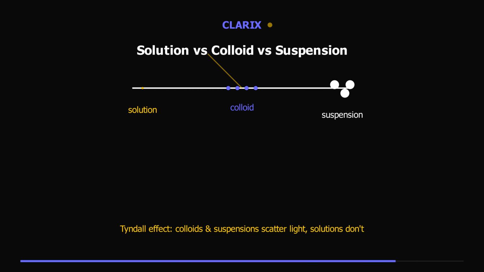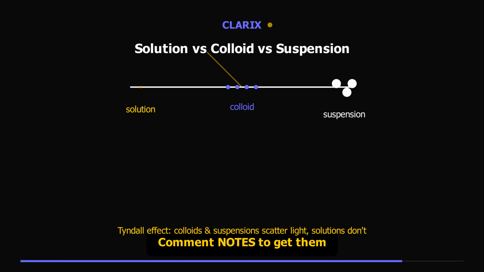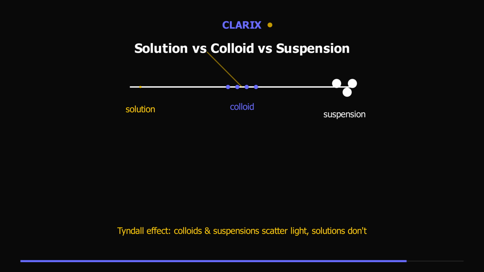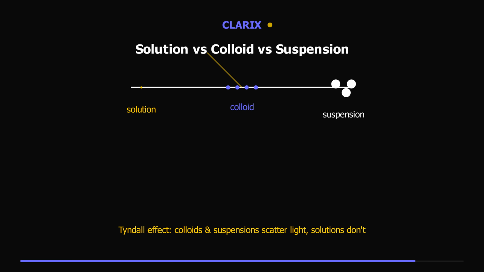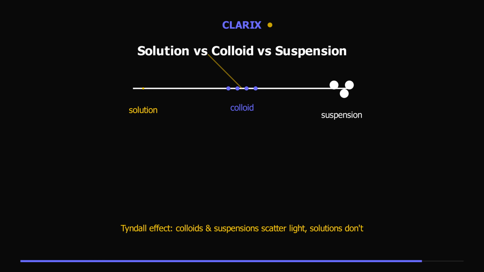Suspensions have the largest particles, over 1,000 nanometers, big enough to see, and they settle out over time if left undisturbed. Colloids sit in between, with particles from 1 to 1,000 nanometers, too small to settle like a suspension, but big enough to scatter light, which is called the Tyndall effect. A true solution, like salt water, does not show the Tyndall effect. But milk, blood, and fog are all colloids.